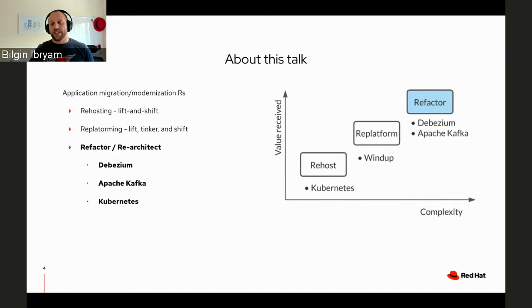Maybe you're moving from a legacy Java EE runtime to a newer version of Java EE. And here, what I've seen is there are tools such as Windup, which is an upstream open source project that can be very useful for analyzing your application and producing reports, which tell you what needs to be done to move from one source platform to a target one.